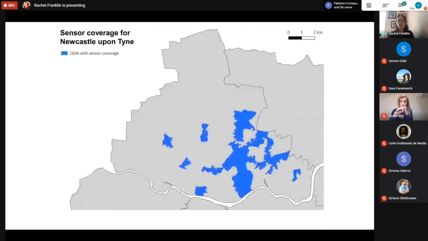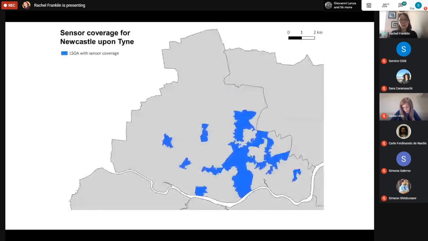Okay, so what we're going to do is look at sensor placement and assess it against age and health, so vulnerability, but also what we refer to as injustice, which would be relative deprivation. Are these poorer neighborhoods that do or do not have sensors?